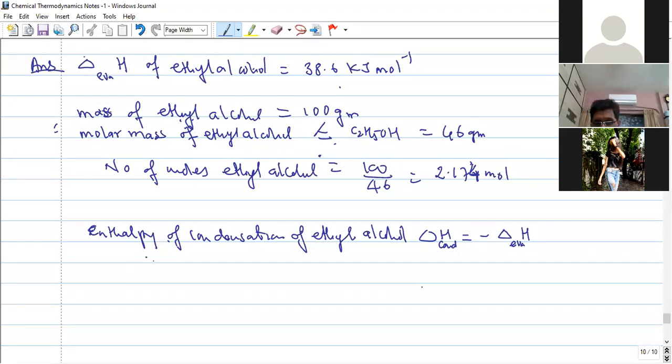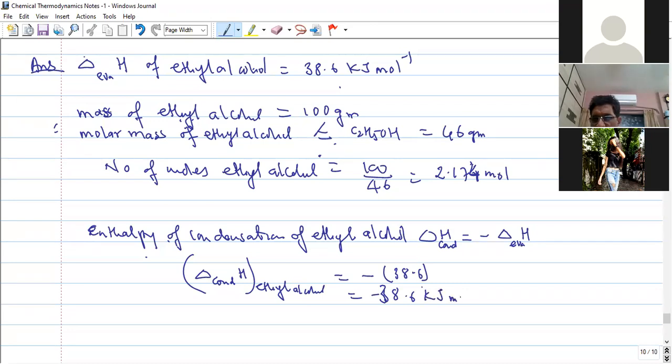So enthalpy of condensation of ethyl alcohol is equal to minus 38.6, and that is equal to minus 38.6 kilojoules per mole.